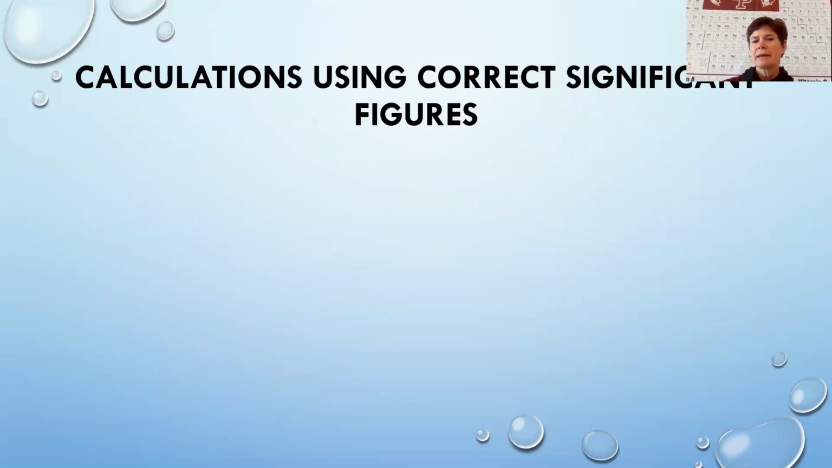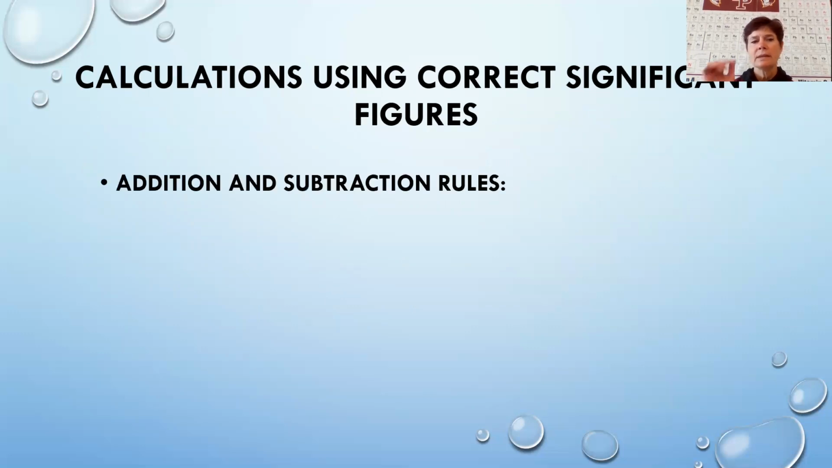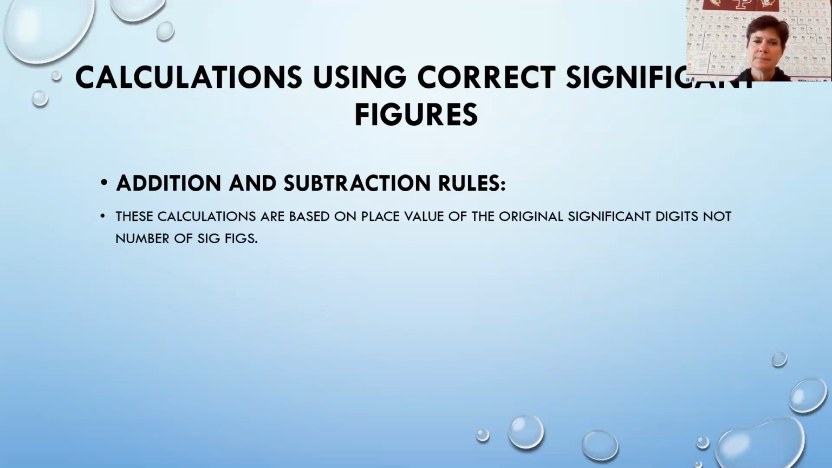Next, we're going to look at calculations for using correct significant figures with the addition and subtraction rules. We'll get into the rules for multiplication and division in just a little bit. These calculations are based on place value of the original significant digits, not the number of sig figs. That's really, really important. So you need to realize that this is a place value and not number of sig figs.